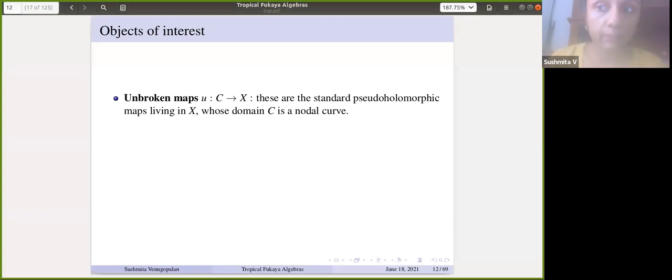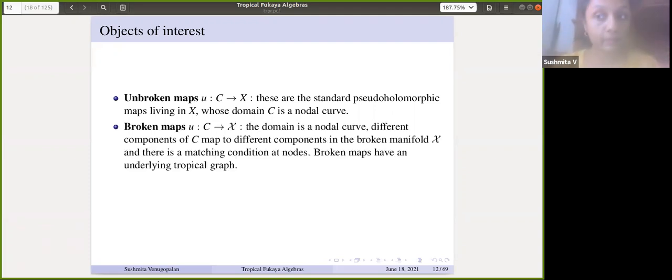So the objects which we end up studying there are three different objects. Unbroken maps. These are just standard pseudo-holomorphic maps living in the symplectic manifold X, whose domain is a nodal curve. And then this next object is a broken map. Here also the domain is a nodal curve, but different components of the curve map to different components in the broken manifold. And there are matching conditions at nodes.